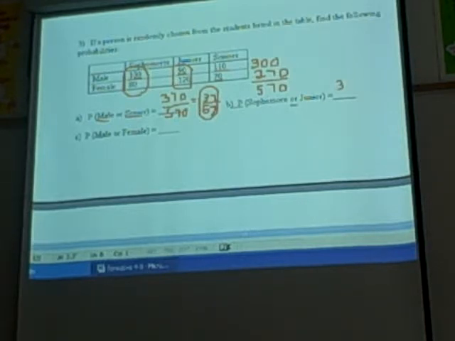So again, the or means add. Don't forget that. Because we'll be getting to some other problems where you won't have an or, you'll have an and, and then you do something different. So you got 390 out of a total of 570 again. So if we divide by 10, that's 39 out of 57. Then divide by 3, that's 13 out of 19.